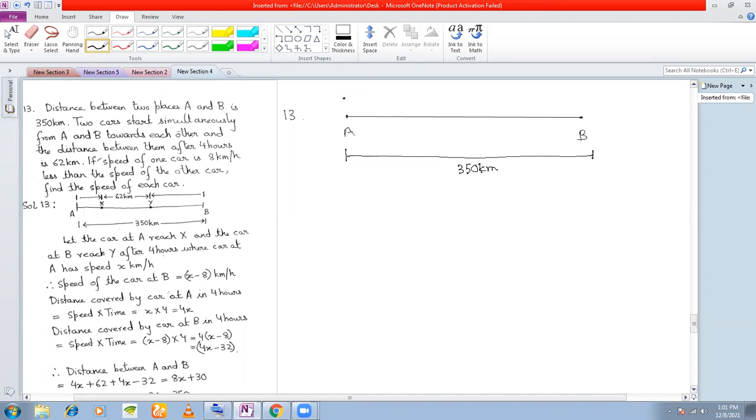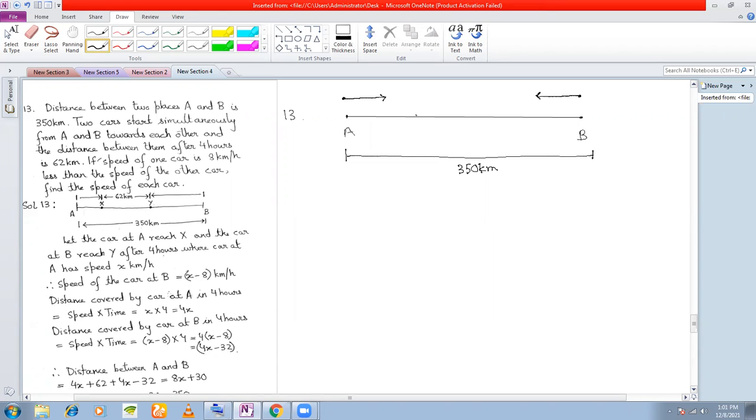Two cars start simultaneously from A and B. So you start a car from here, start traveling in this direction, and your friend also at the same time starts from here. Two cars start simultaneously from A and B towards each other, and the distance between them after 4 hours is 62 kilometers.